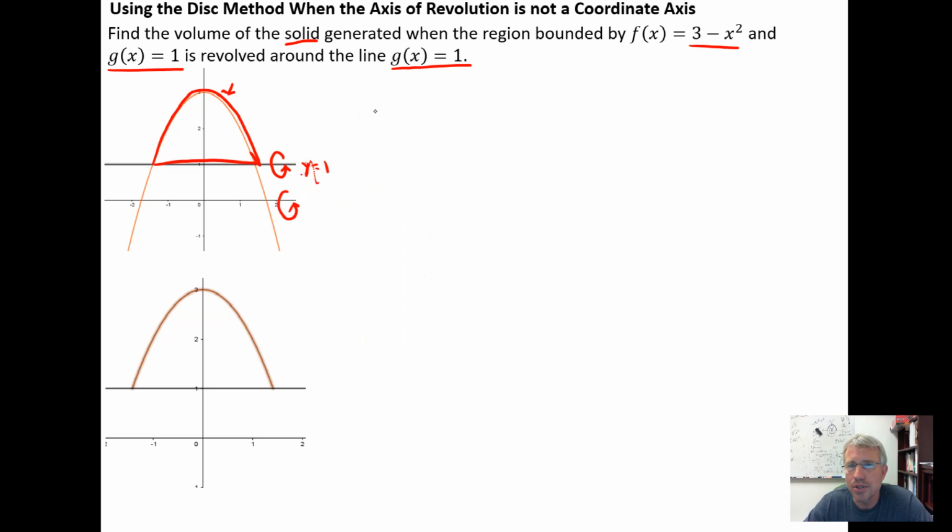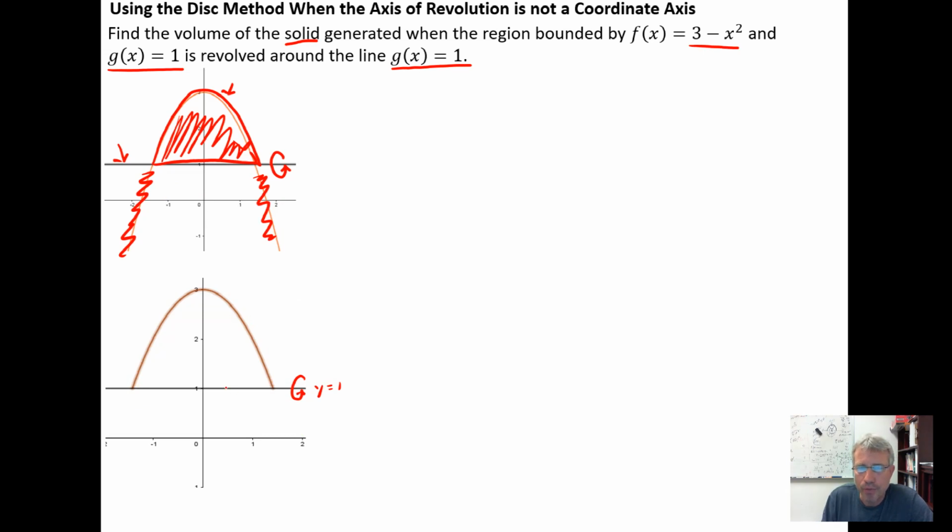The idea here is that the principles at play are the same as they were when we revolved around a coordinate axis. So the bounded region, the region we want to revolve around the line y equals 1, is shown here below. I cut off the parts of the parabola that I don't need, and I want to focus on the bounded region that I want to revolve around the line y equals 1.